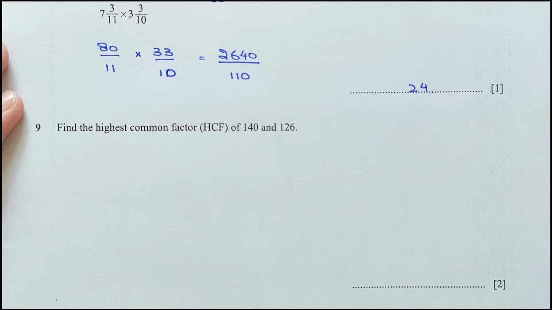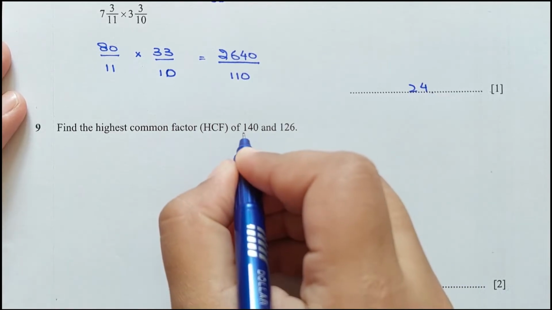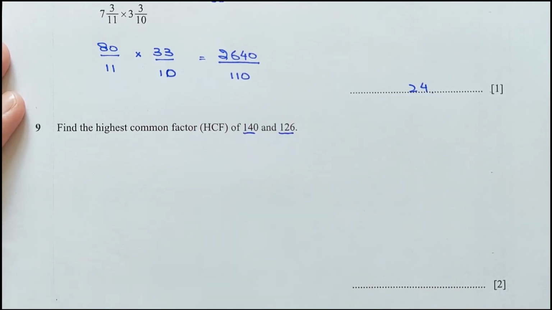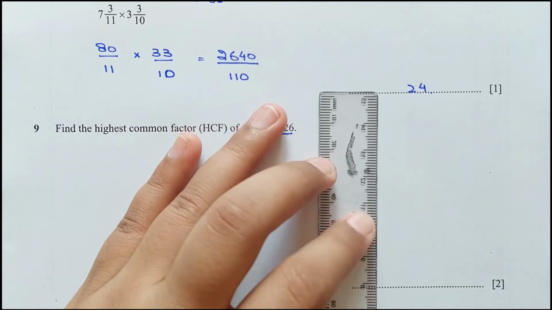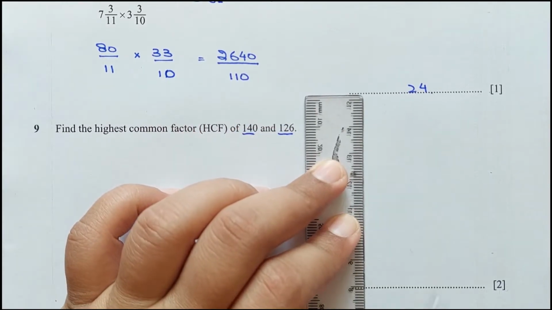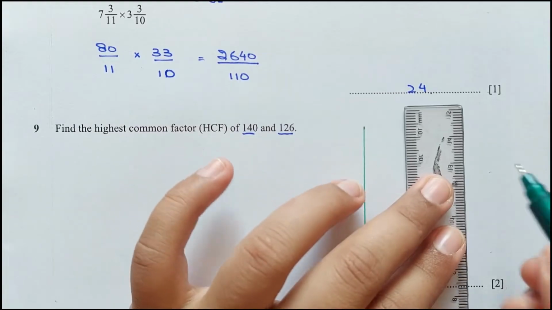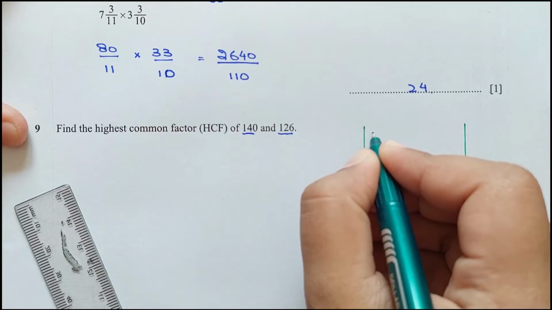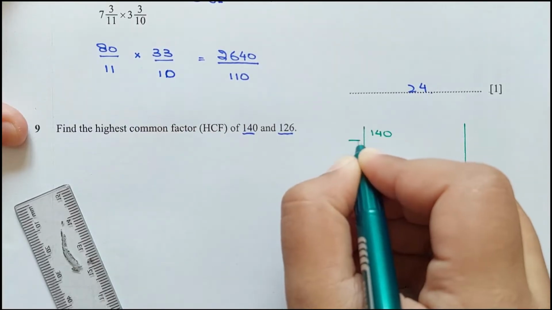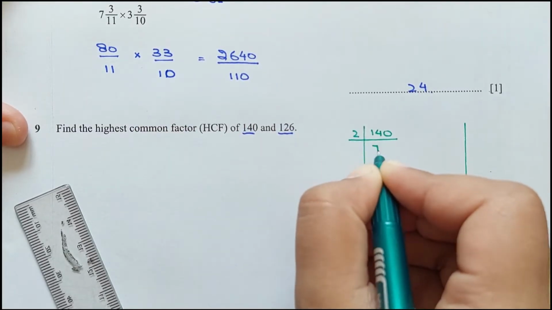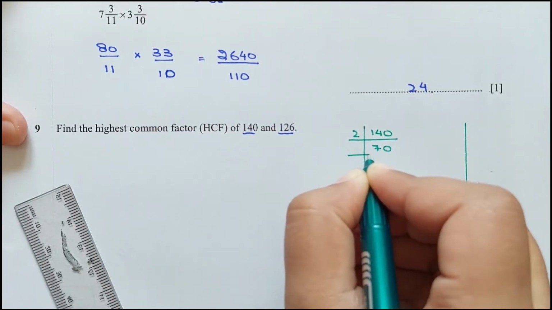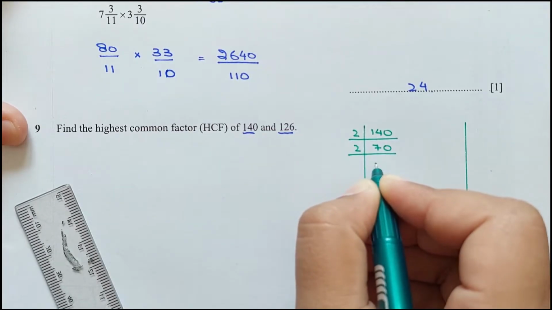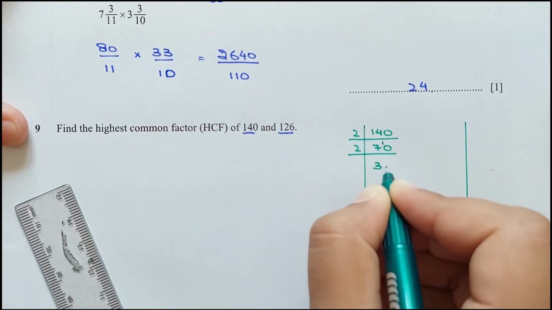Question number 9. Find the highest common factor, HCF, of 140 and 126. Right. So for 140 and 126, first we have to write down the prime factorizations of both numbers, right? For 140 and for 126, let me do this. So 140, starting with 2, 2 times 7 is 14 and 0. 2 times 3 is 6 and 2 times 5 is 10.